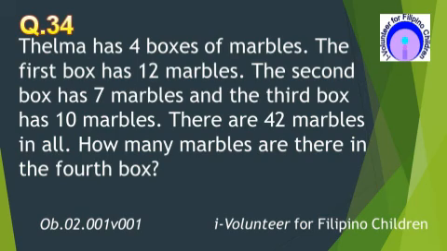Question number 34. Thelma has 4 boxes of marbles. The first box has 12 marbles. The second box has 7 marbles, and the third box has 10 marbles. There are 42 marbles in all. How many marbles are there in the fourth box? The answer is 13.